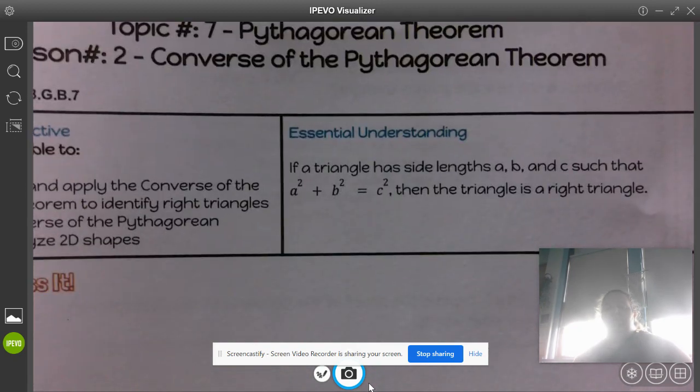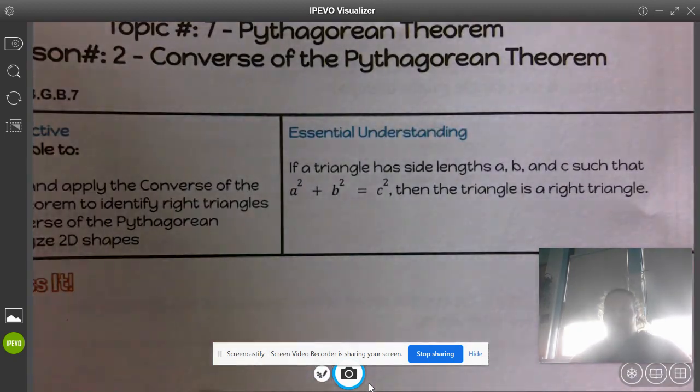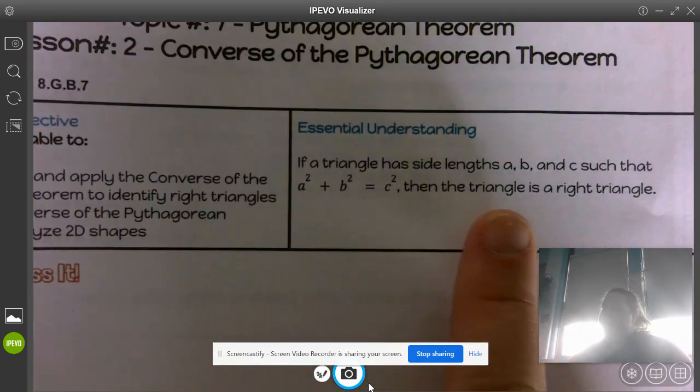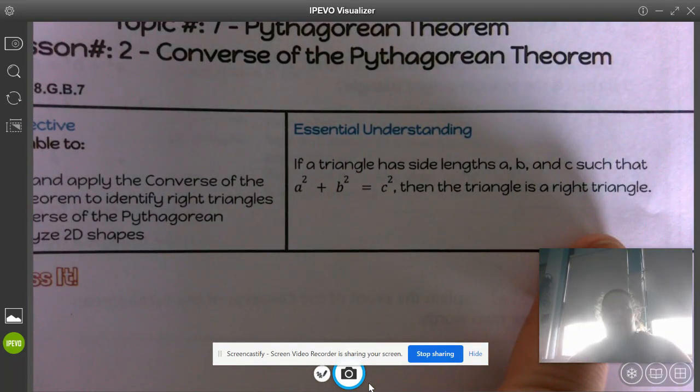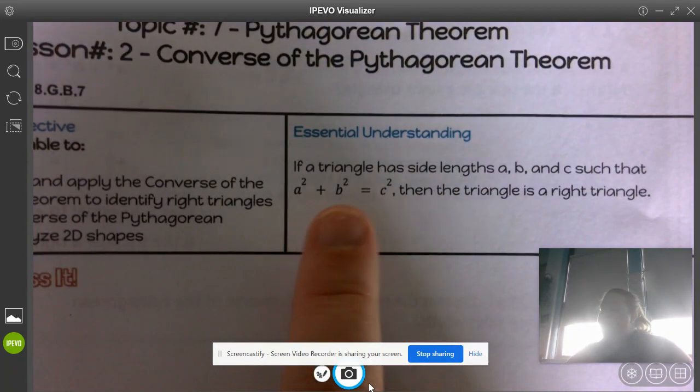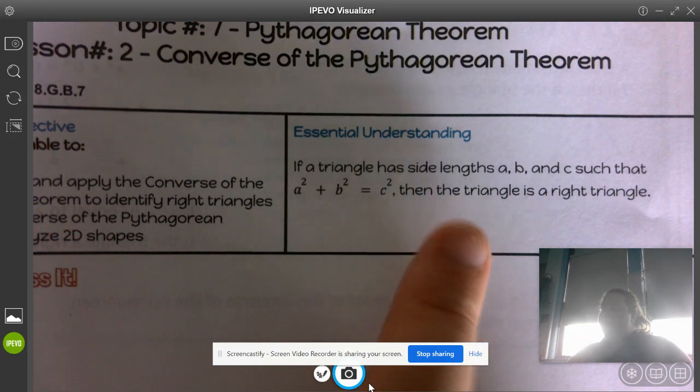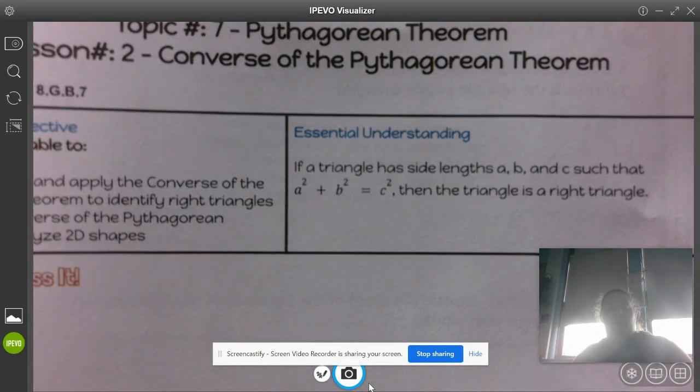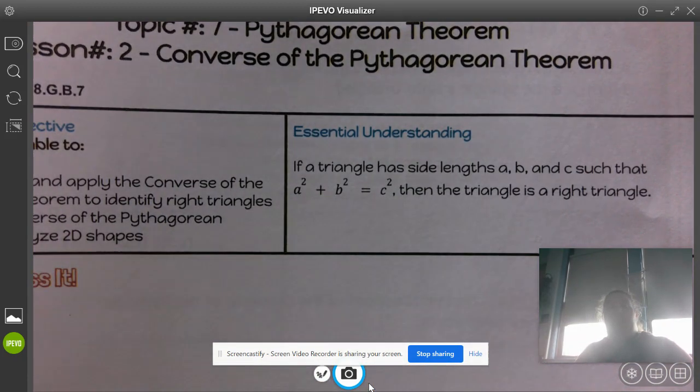So the converse of the Pythagorean theorem states that if a triangle has side lengths a, b, and c, and it works for the formula a squared plus b squared equals c squared, then the triangle is a right triangle. So basically, it's a way of taking three side lengths and proving whether the triangle is right or not. And how do we know it's a right triangle? We know this because the Pythagorean theorem only works for right triangles. It doesn't work for any other type.